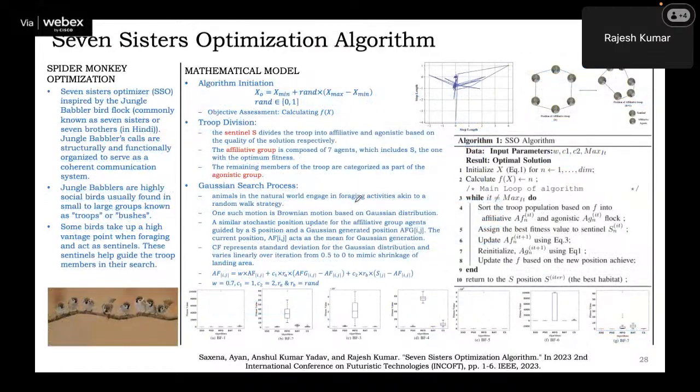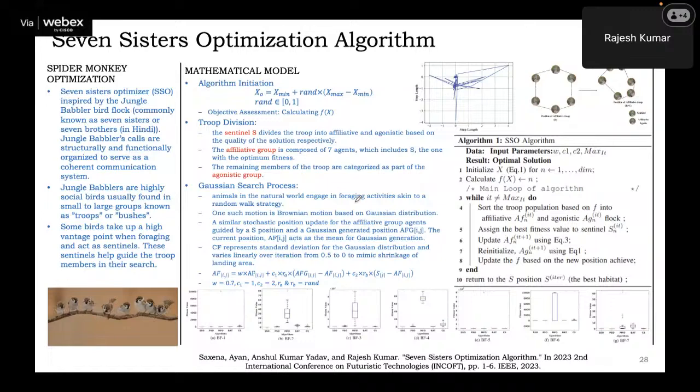Then there is another algorithm that we proposed very recently, in 2023. This algorithm is the Seven Sister Optimization algorithm. You have seen these Seven Sisters; there are different names for it. In some regions they are known as Seven Sisters, in some as Seven Brothers. Basically, they are jungle babblers. They make a lot of noise and keep jumping, and then they search for food.